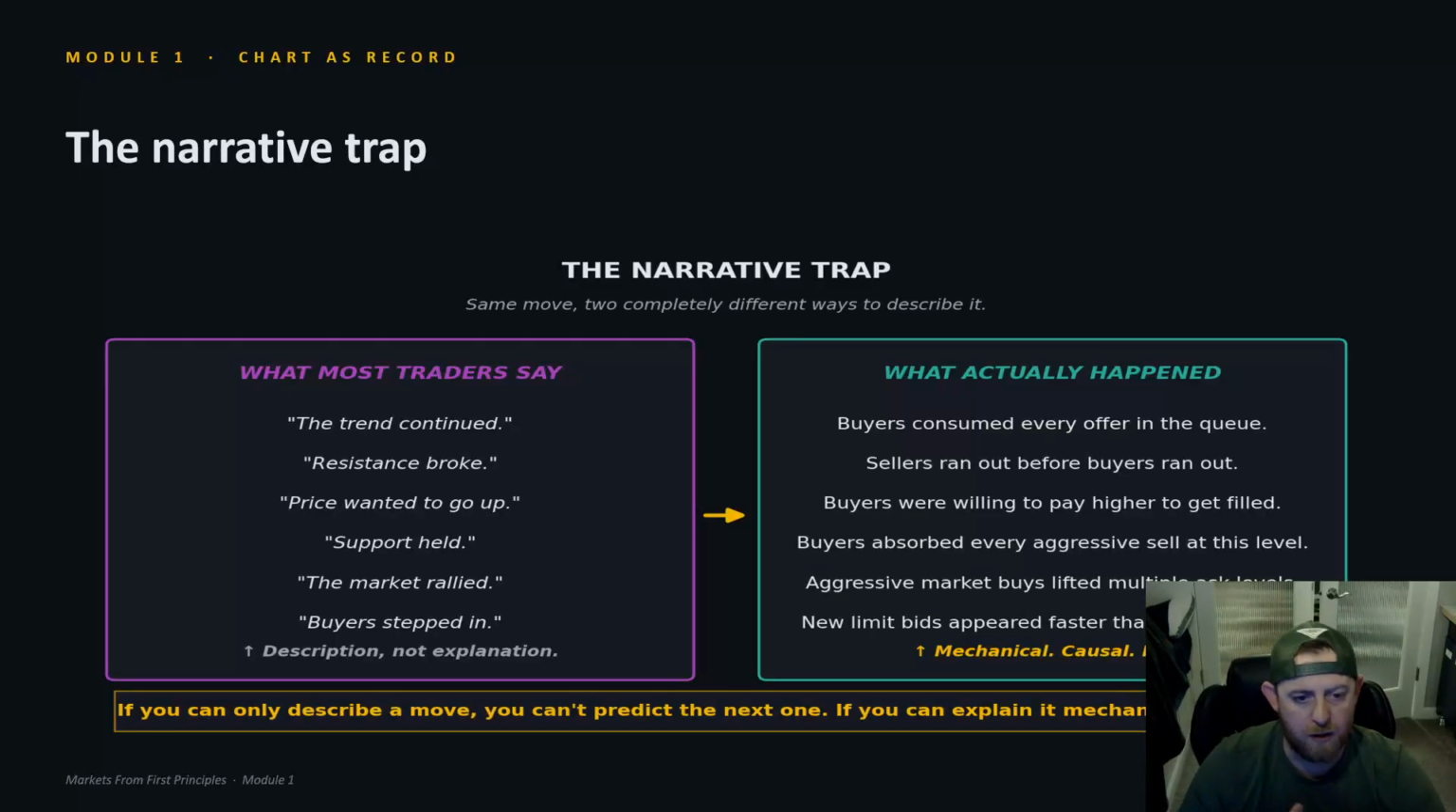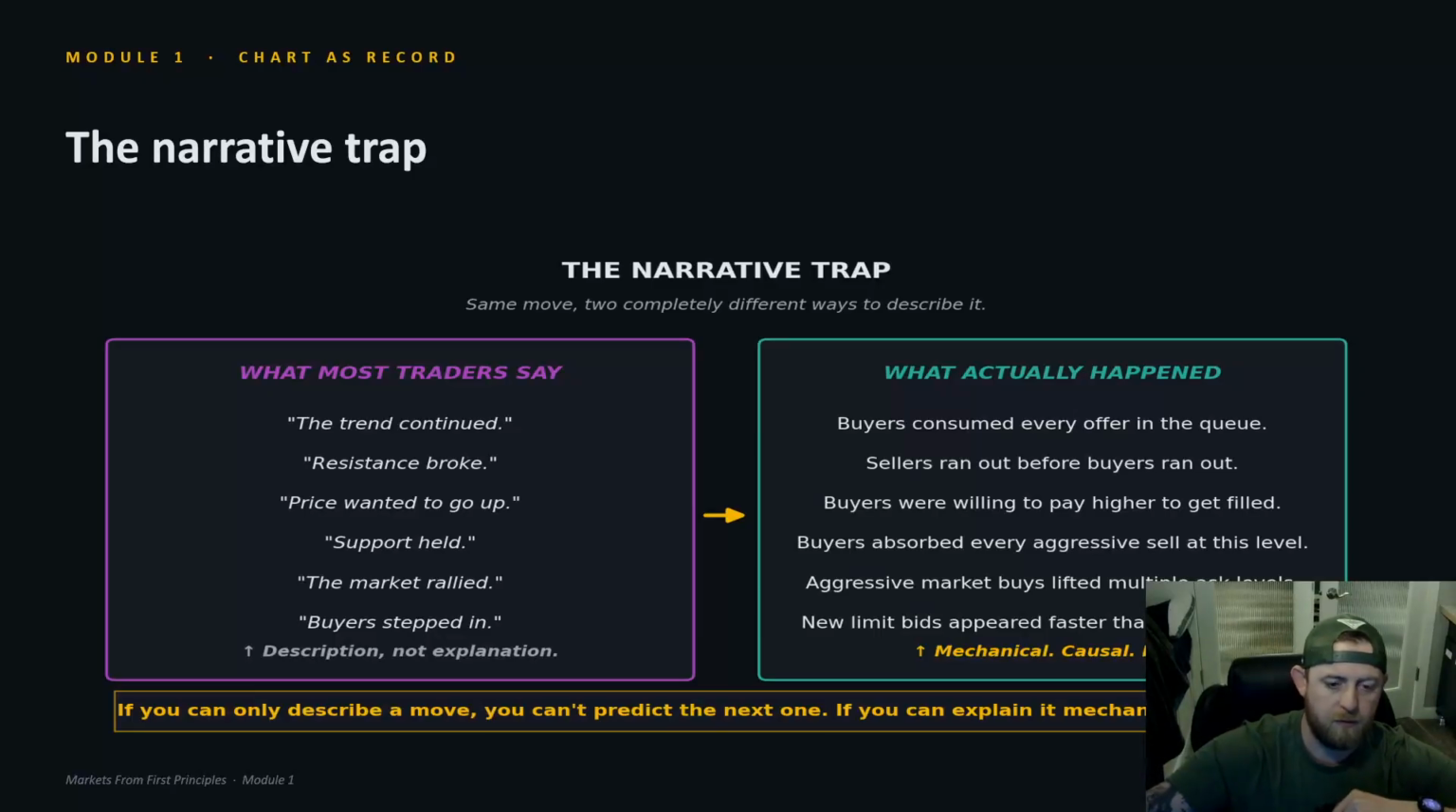Oh, well, that level of support held. Maybe, but you had a large group of buyers at a certain level aggregated that were willing to absorb every aggressive seller that came down to them. They were patient and they said, this is a price we're willing to accept, and there's a ton of people at this price. That's what support held actually is indicating.